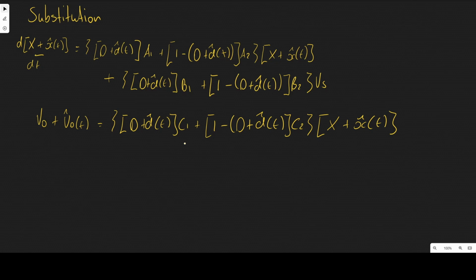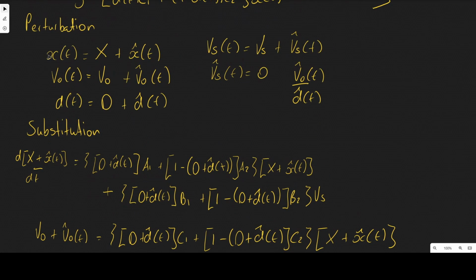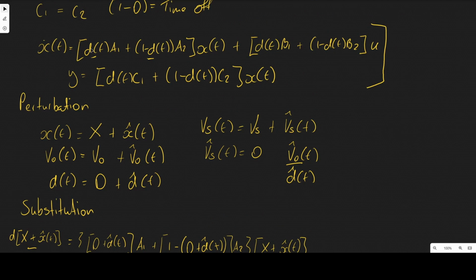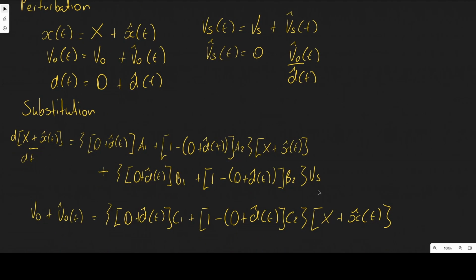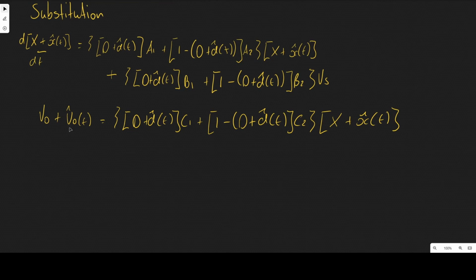So what we've done here is we've substituted these new states, including their DC and AC terms, inside the averaged state space equation, and we've obtained this state space equation over here, where the capital letters for the signals, for example D, denote a DC, and the signals with the hat denote the AC terms, and the same here for the states and for the output.